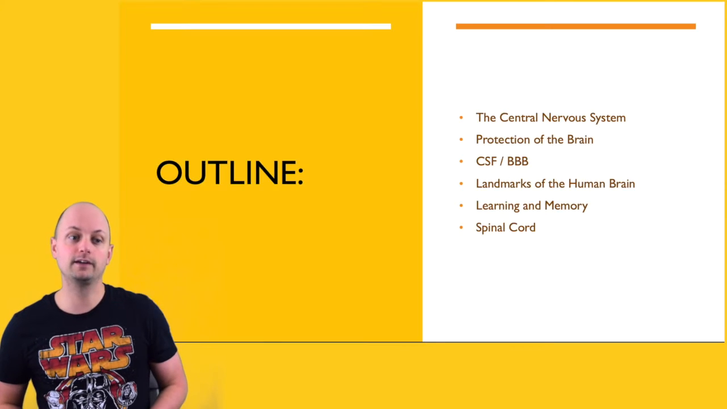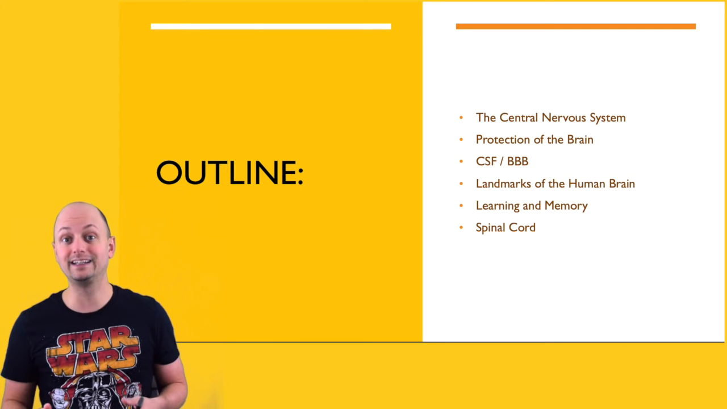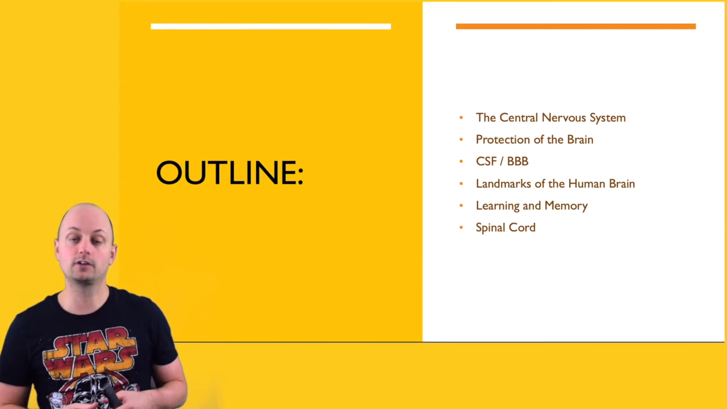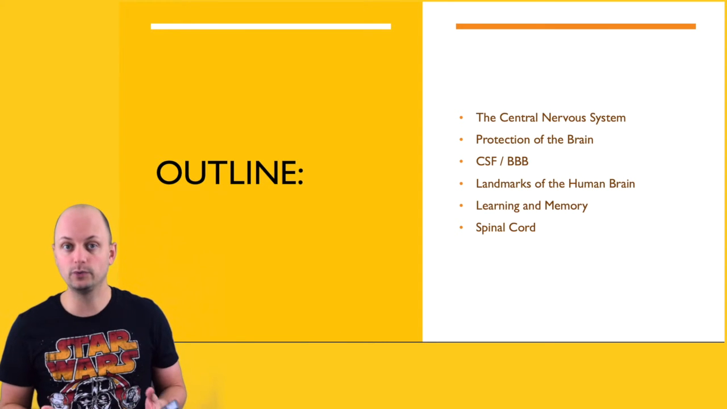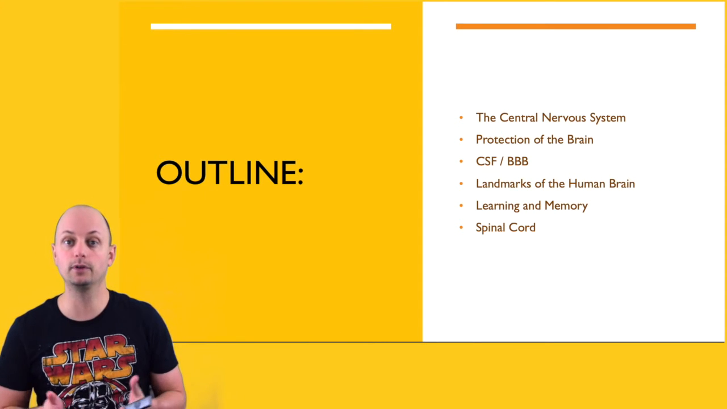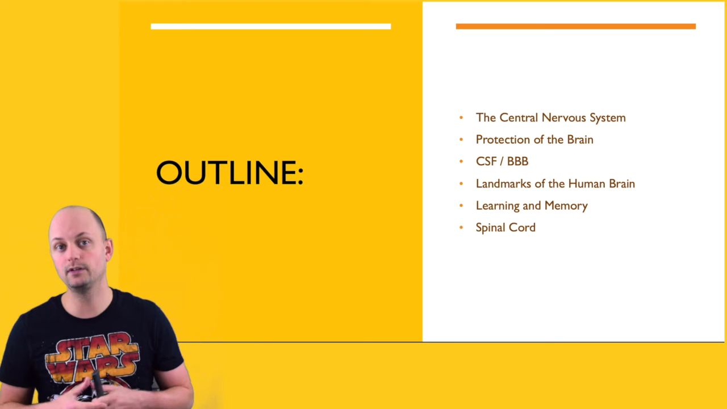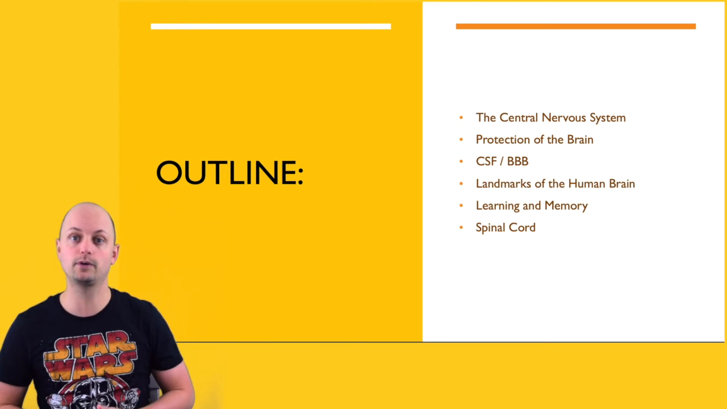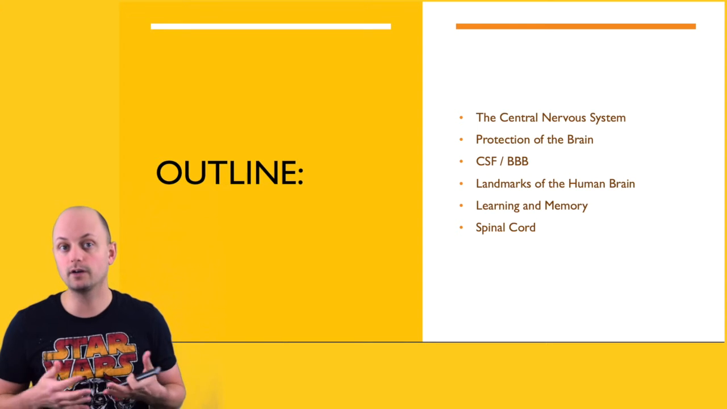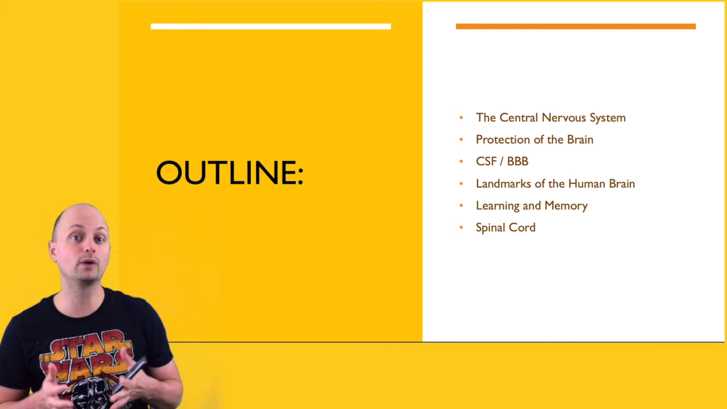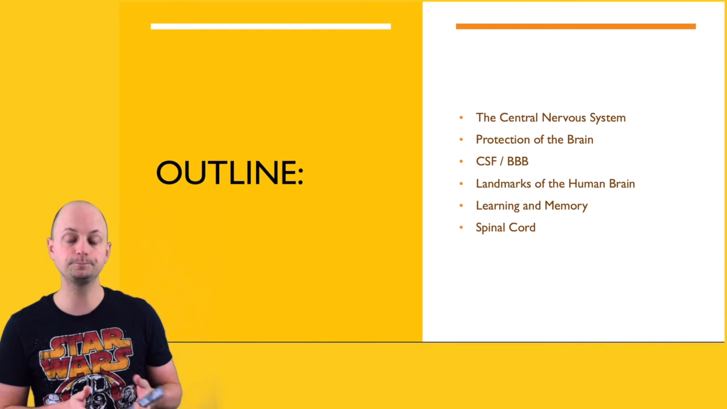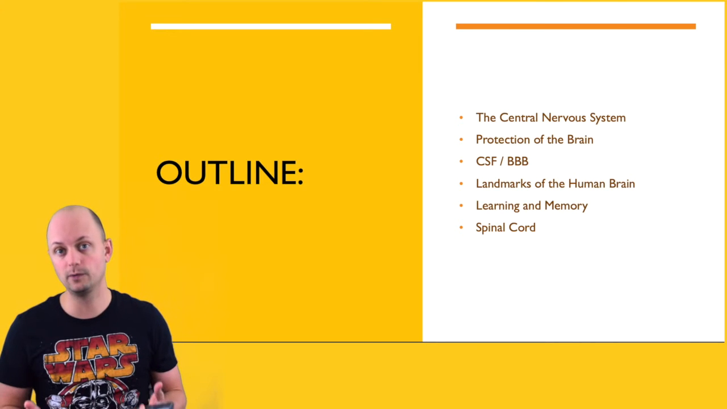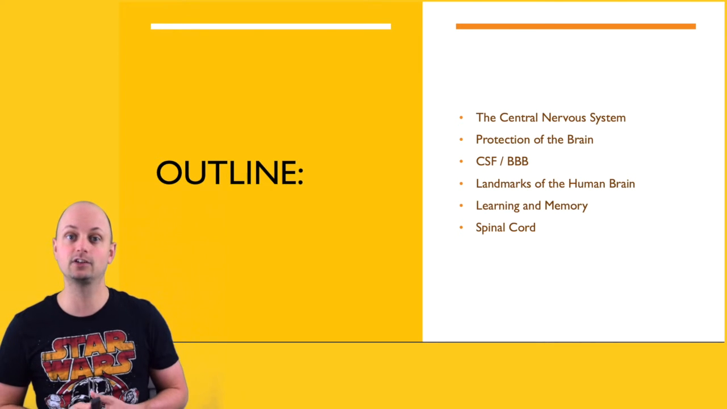I'm going to start by talking about how the brain is both physically and chemically protected. I'm going to talk a little bit about cerebrospinal fluid, or CSF, about the blood-brain barrier, and then I'm going to jump into talking about some specific structure-function relationships that we see in different parts of the brain. I'm going to wrap up our discussion of the brain by talking quickly about the process of learning and memory, and then we'll talk briefly about the spinal cord, because we're going to follow up talking about the spinal cord in class when we're together.